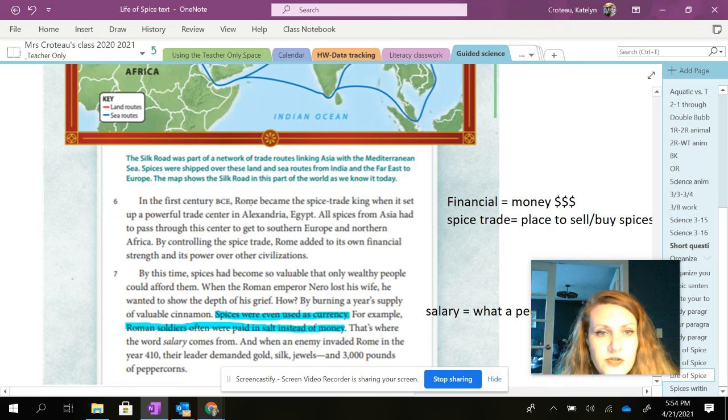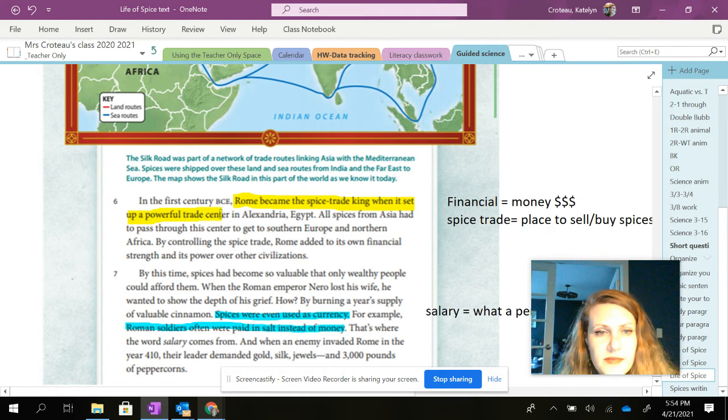Okay, in the 1st century BCE, Rome became the spice trade king when it set up a powerful trade center in Alexandria, Egypt. Aha! Now we've got a different trade route, which I think is interesting because it allows us more variety. So I don't think the year is super important.